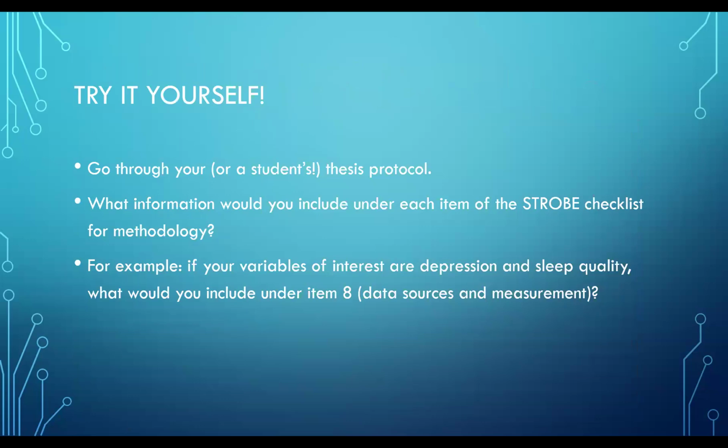So now, what you can do maybe after we disperse today is try it yourself. Take one of your thesis protocols, or if you have moved on from that stage of your career, take one of your students' thesis protocols and see, if you were to write this as a paper, what information would go under each of those items of the STROBE checklist for methodology. For example, coming back to the study that we talked about, if your variables of interest were say depression or sleep quality or motivation, what would you write under data sources and measurement? You would write what the variable was and which instrument was used to measure it. Is that instrument validated? How many items does it have? Is it self-rated or clinician rated? What are the cutoff values? What is the reliability and validity of that instrument based on previous studies, and so on.